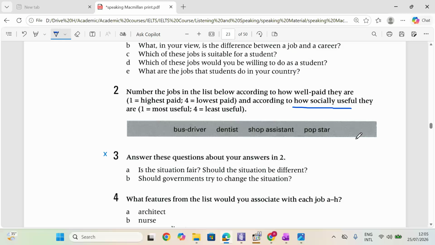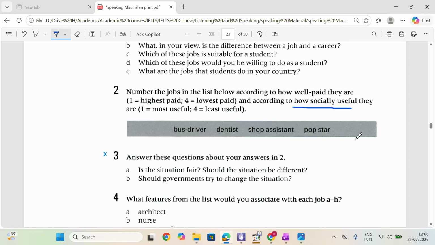Why do you put shop assistant as number one most useful here? Because he communicates with too many people, so he will have better communication skills than the others. If you yourself were to choose a job from this list, which one would you choose for yourself, and why? The dentist. The dentist. Why?